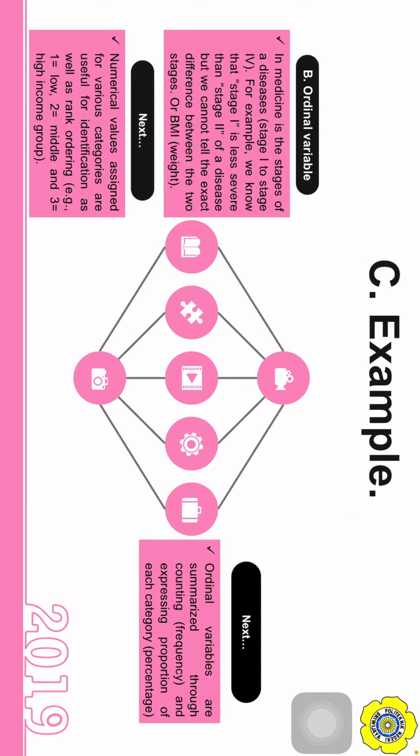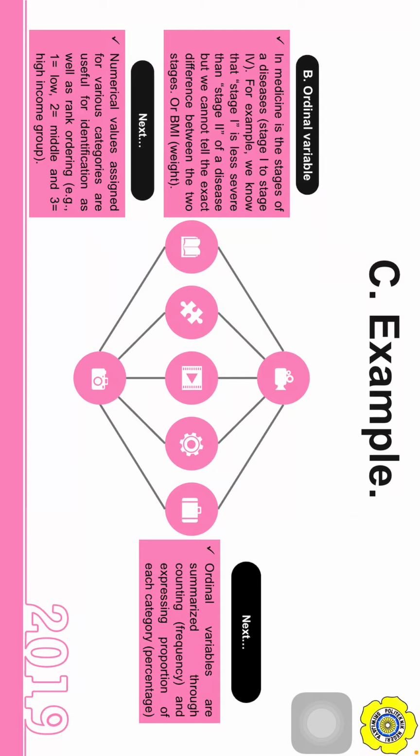Okay, let's go on to the next example. It comes from ordinal variables. In medicine, it is called stage of the disease, stage 1 to stage 4, or in bahasa we say stadium. We know that stage 1 is less severe than stage 2, but actually we cannot tell the exact difference between them. And the next example is when we calculate our weight or BMI.